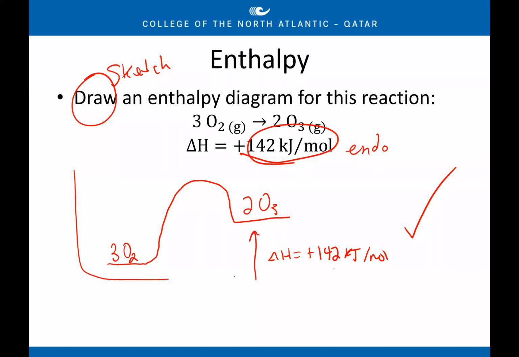Now, some of you might have drawn this and you might have put energy here. You don't need to. But if you did, that's perfectly fine. Again, for anybody wondering what is happening with this hump, we'll talk more about that in Unit 3. It is called the activation energy, which means it's the energy it takes to get that reaction going.